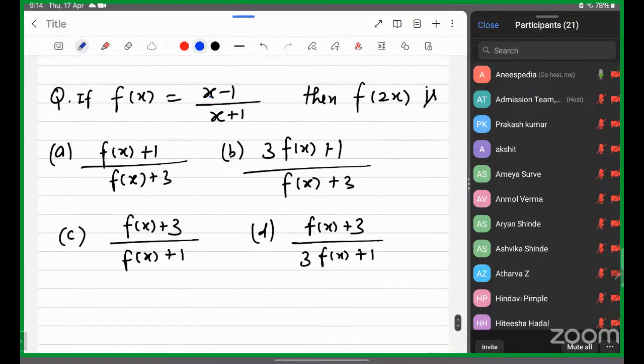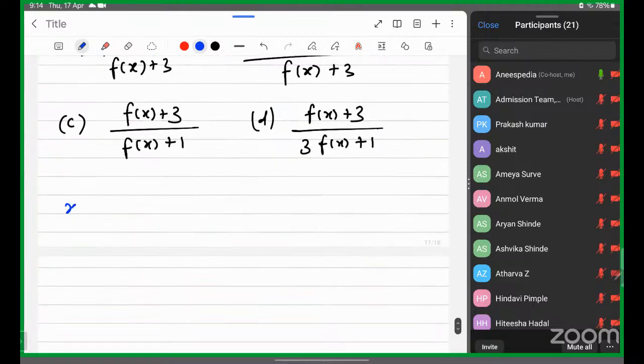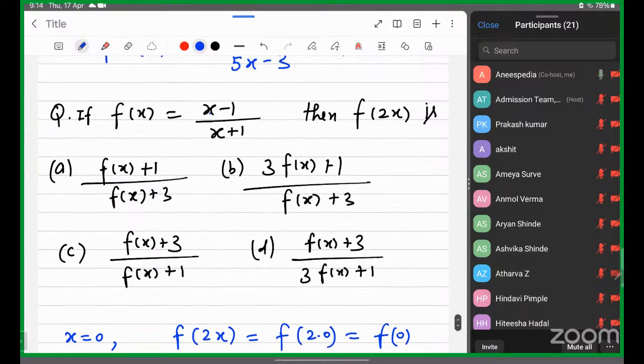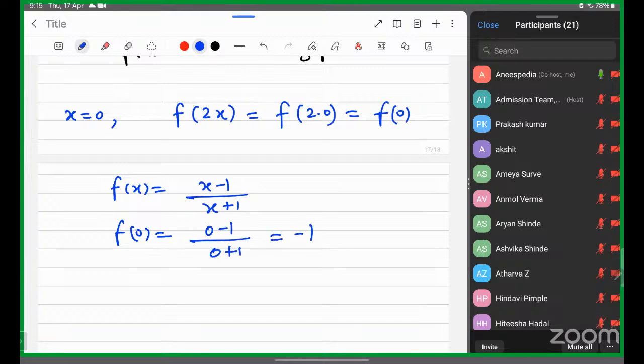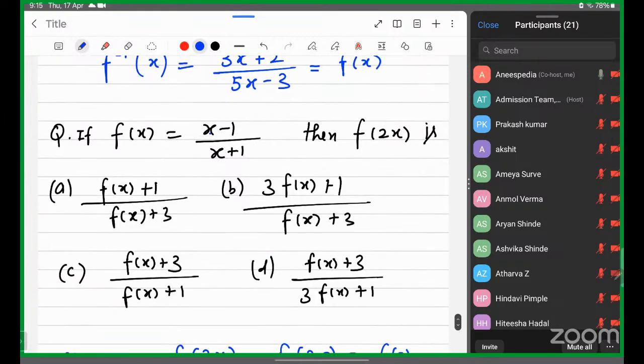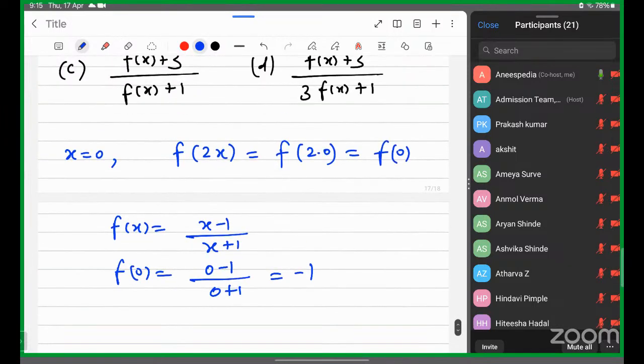Okay, let me try it again. If I take x as 0, f of 2x will be f of 2 into 0, that is f of 0. And from the definition of the function, f of x is x minus 1 over x plus 1, so f of 0 will be 0 minus 1 upon 0 plus 1, that is minus 1. So on putting x equals 0 in f of 2x, I will get minus 1.